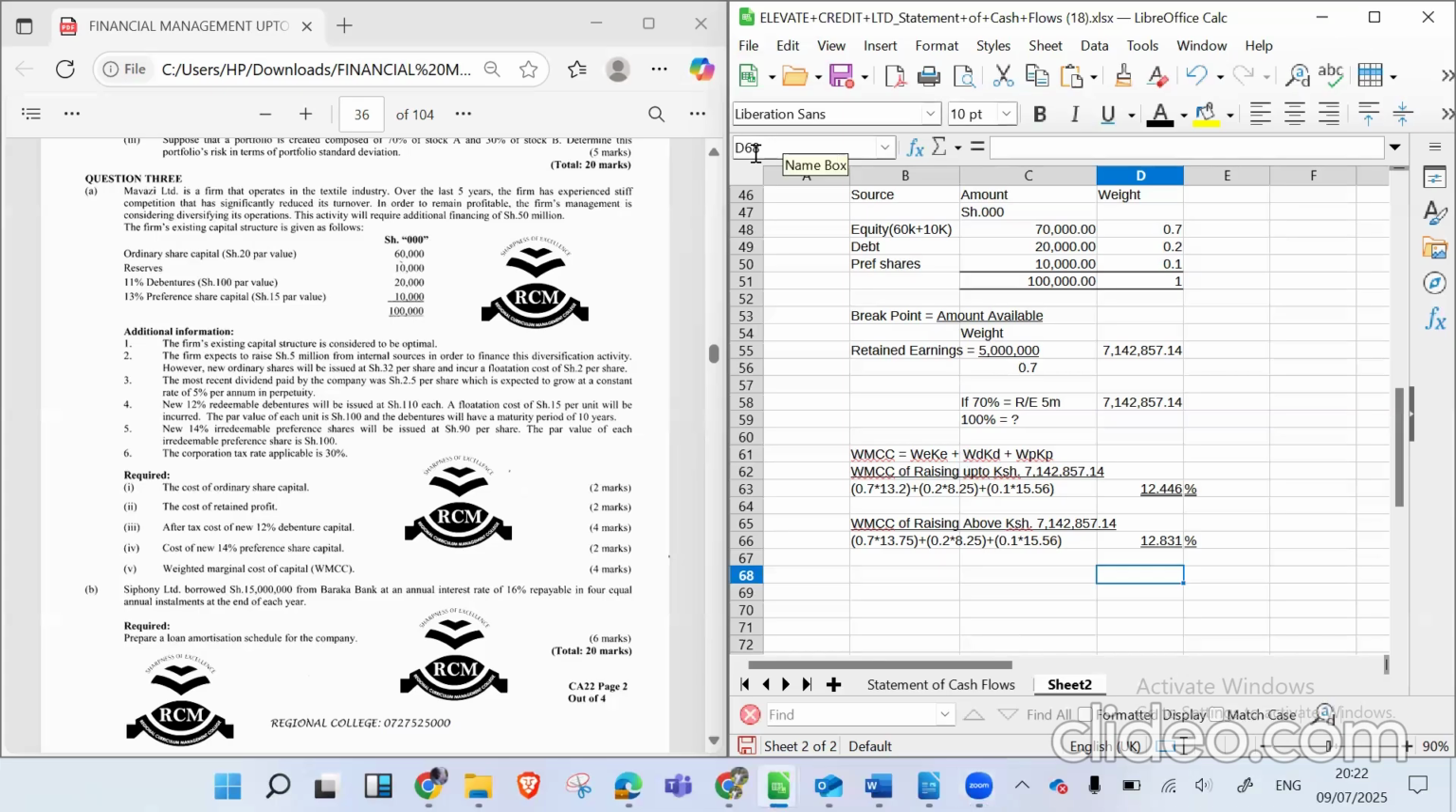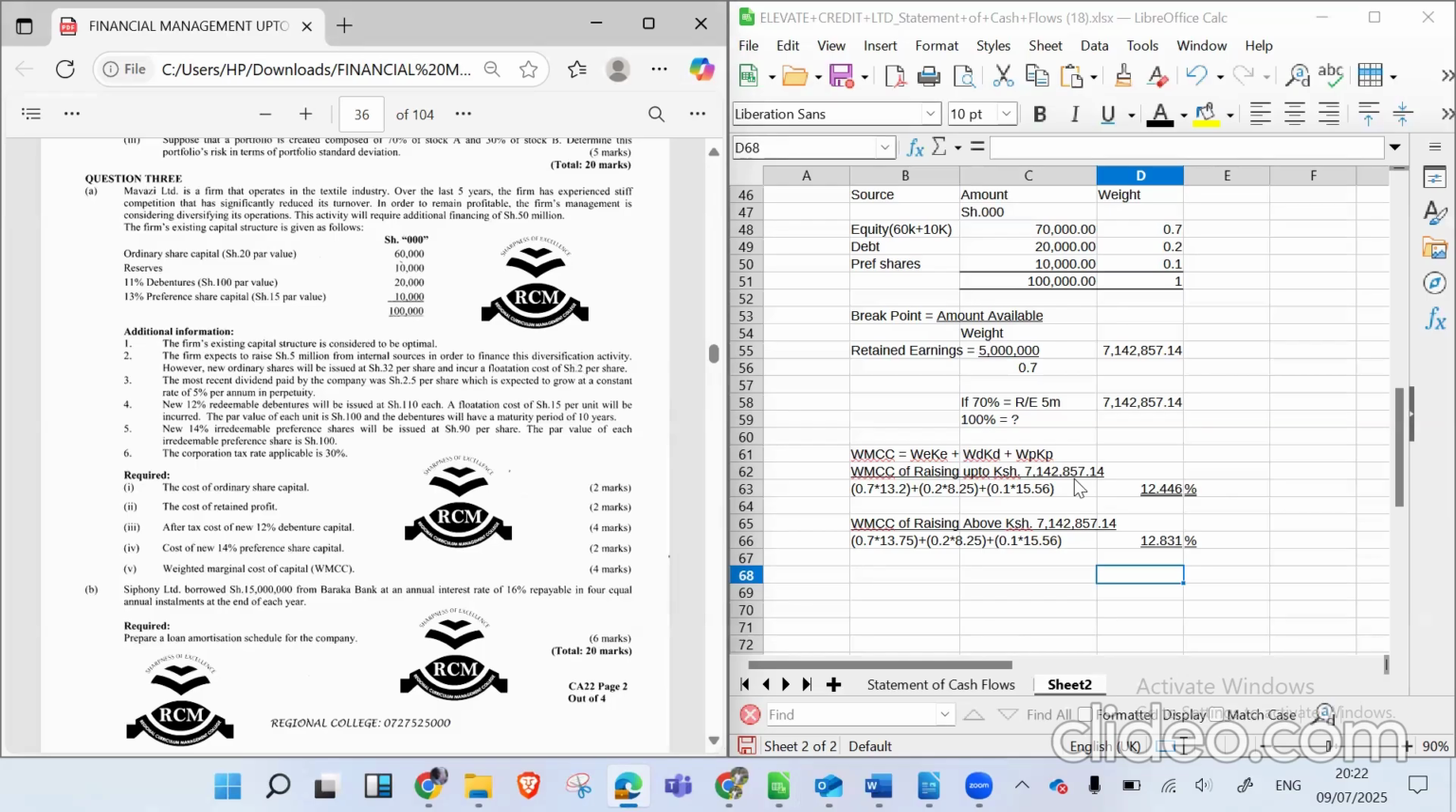So what's the answer? The two are the answers. Let me try to explain it again. The total amount that the company wanted to raise was how much? 50 million. In raising the 50 million, the 50 million will be raised in two bits, in two portions.